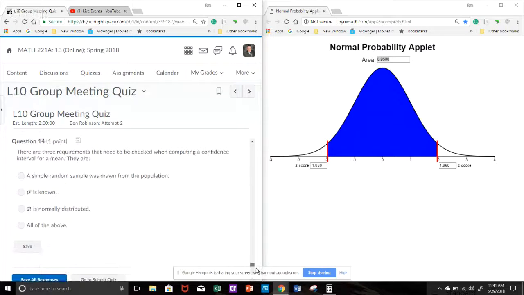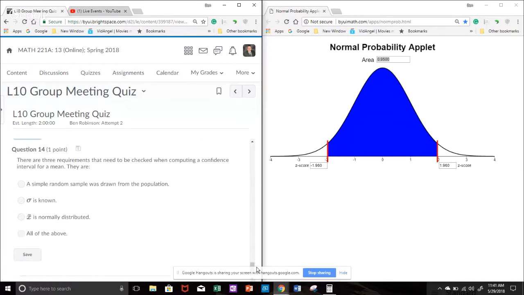Okay, and then here's our last one. There are 3 requirements that need to be checked when computing a confidence interval for a mean. They are: a random sample is drawn from the population, the standard deviation is known, and the sampling distribution of means is normally distributed. All of the above. Yeah, I agree with you. They kind of gave that one away when they said there's 3 of them.